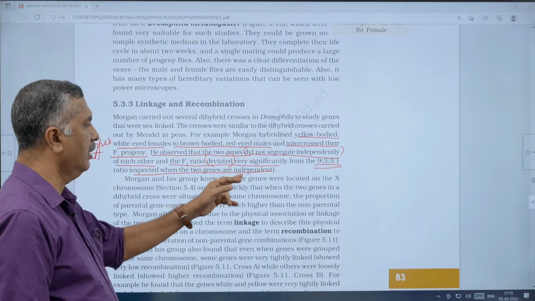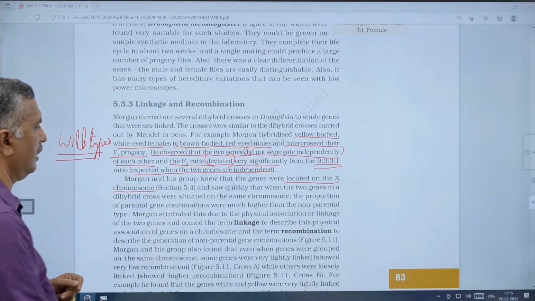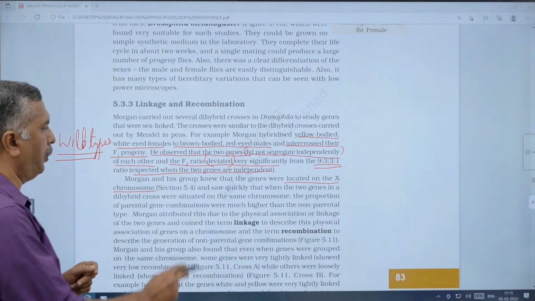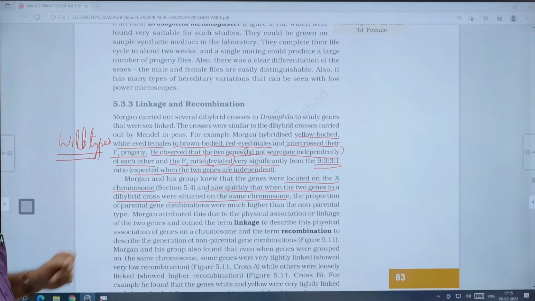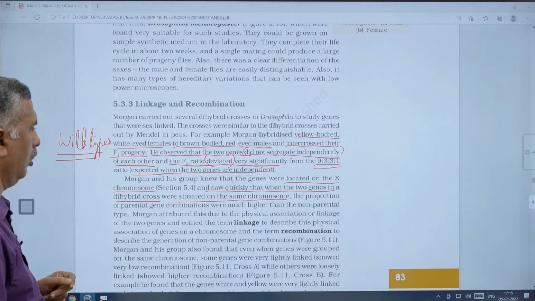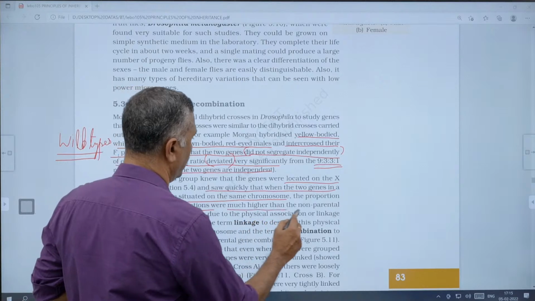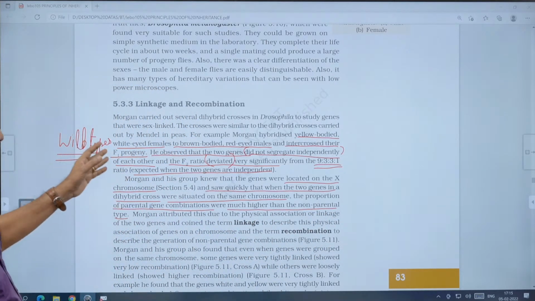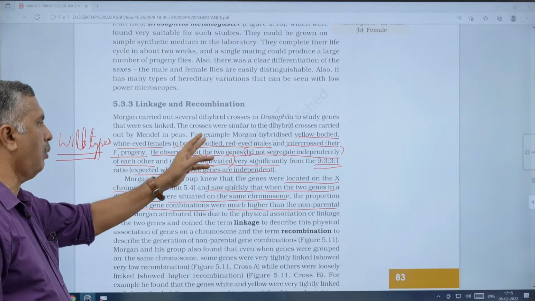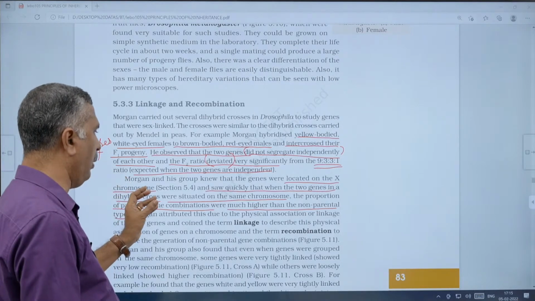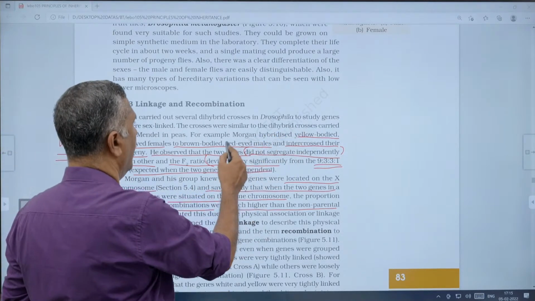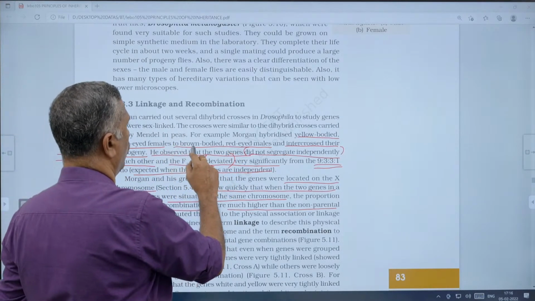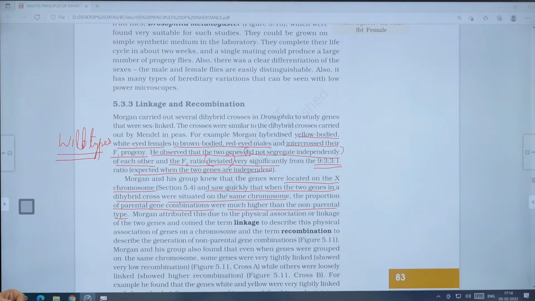Morgan and his group knew that the genes were located on the X chromosome. So, when the two genes in a dihybrid cross are situated on the same chromosome, the proportion of the parental gene combinations is much higher than the non-parental types. The parental types were yellow body with white eyes, and brown body with red eyes. What are the non-parental types? Yellow body with red eyes, and brown body with white eyes. That is called the non-parental gene combination, which is very important.